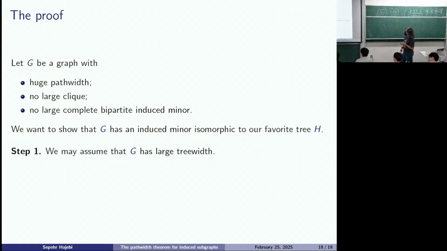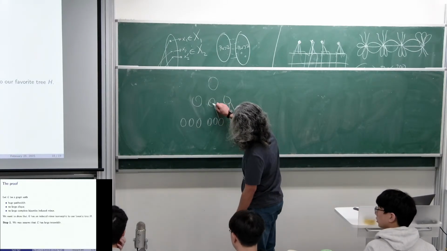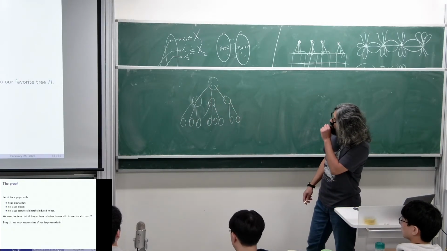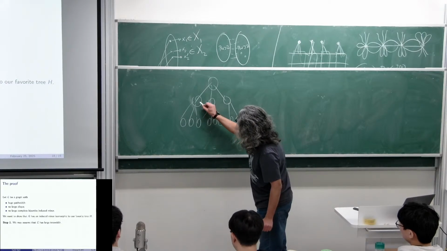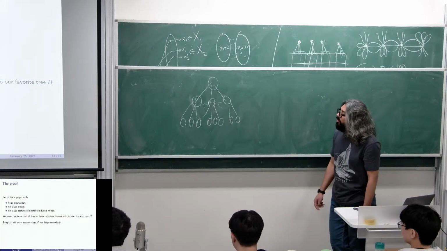So the first step is to show that we can actually assume that the graph has large pathwidth, large tree width. And I'm not going to show you the details of it, but basically the idea is that if you have a graph of huge pathwidth, you contain, by Robertson and Seymour, your favorite tree as a minor. So you think about the minor model. And so the point is that there might be edges between these branching sets, right? I don't know it because this is just a minor model. But I can Ramsey this.